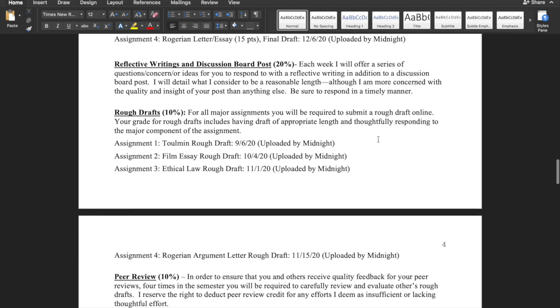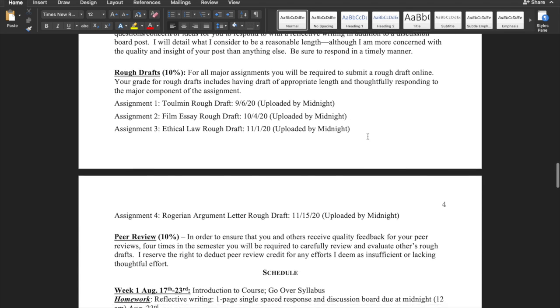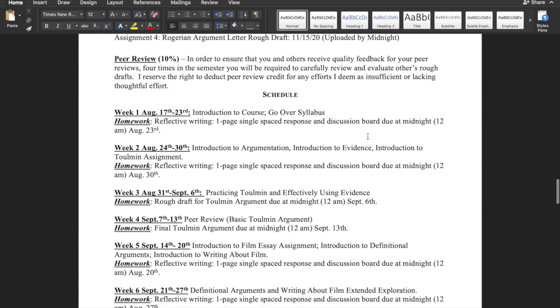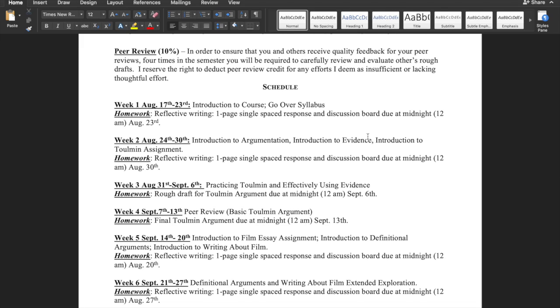Rough drafts will be very important. Before you turn in a final draft, you will always need to have a rough draft. I will have the specifications. This is an easy way to get 10% of your grade. Each one of these will be worth 2.5%. If you have a rough draft of the length and specifications that I asked for, you get the credit, no questions asked. Peer review, another easy way to get a full 10%.